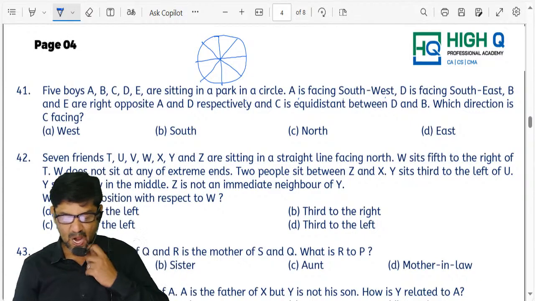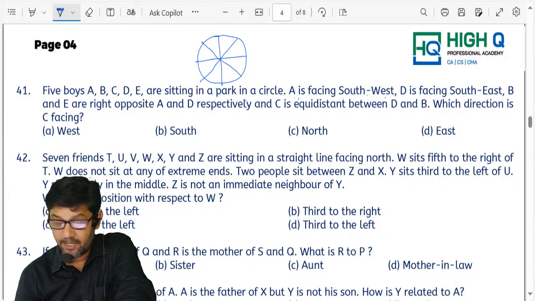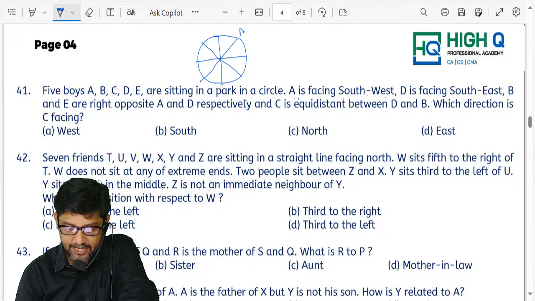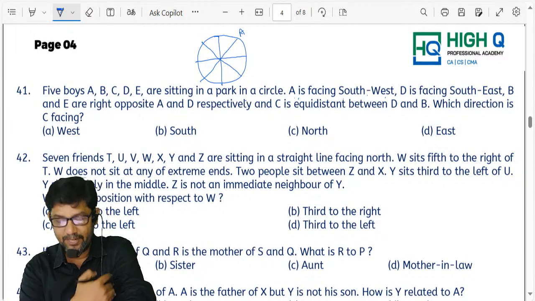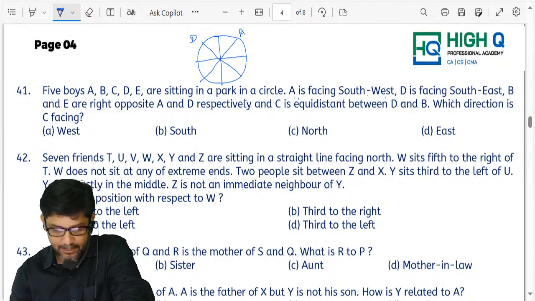Now, A facing southwest. Can we say A is here, so that he can face southwest? D facing southeast. Can we say D is here, so that he can face southeast?